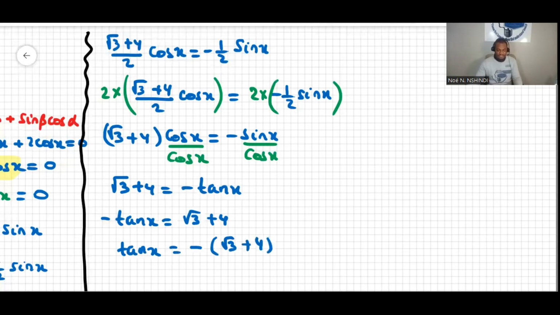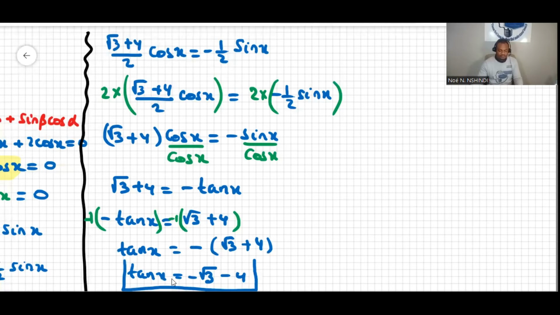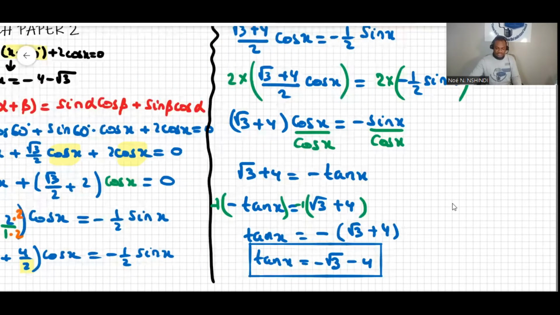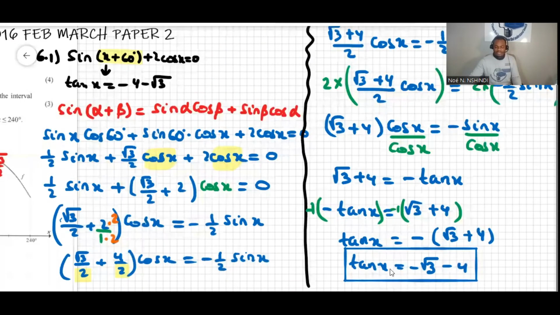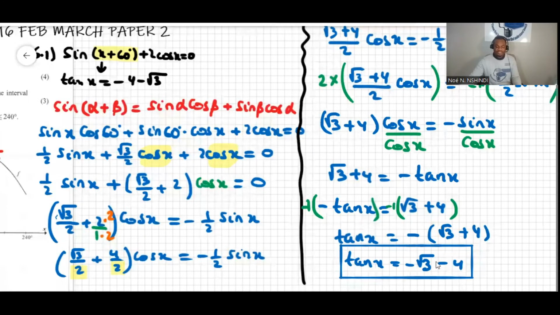It means times by negative, or times by negative 1, and then we're going to get this, and then that makes tan x equal to negative √3 minus 4. This is what we're supposed to show. That's what we were intended to show. So negative tan x equal to negative √3 minus 4. So that's the question. Proven.